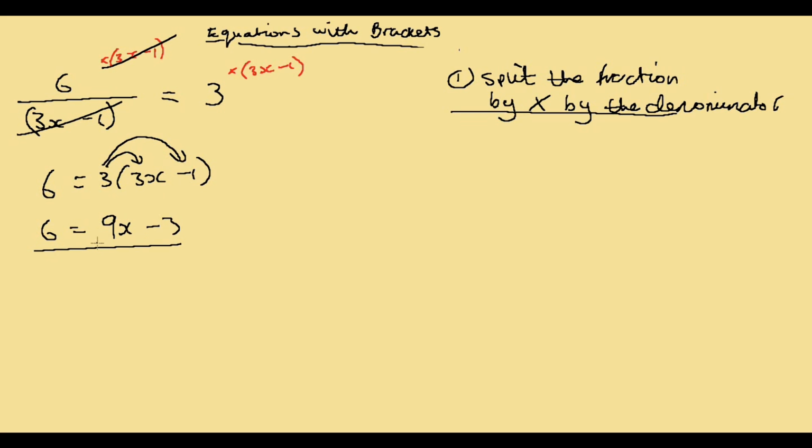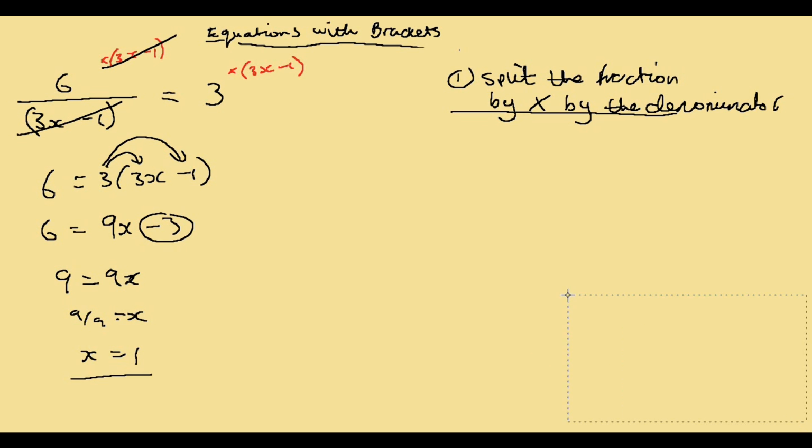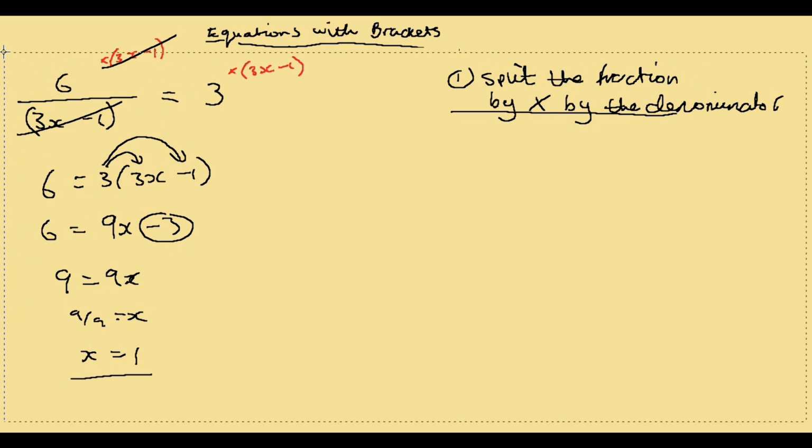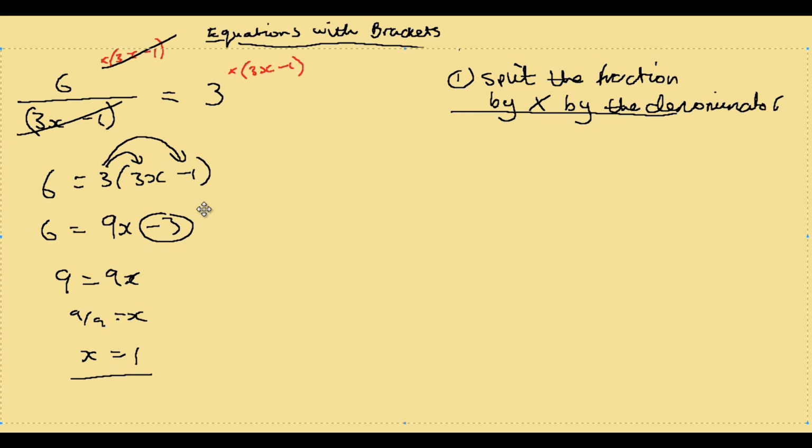And here we go, back to a two-step linear equation. How do we do that? Move the negative 3 first, and then divide by 9. So we end up with 9 equals 9x. 9 over 9 equals x. So x equals 1. There we go. So that's solving an equation with brackets involved in fractions, with a denominator and things like that. There is actually a harder question, and we'll look at that just now.